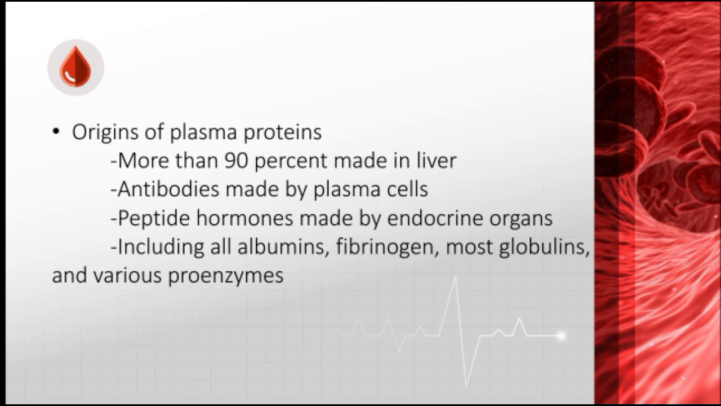More than 90% are made in the liver. The antibodies are made by plasma cells. The peptide hormones are made by endocrine organs, including all albumins, fibrinogen, most globulins, and various proenzymes.